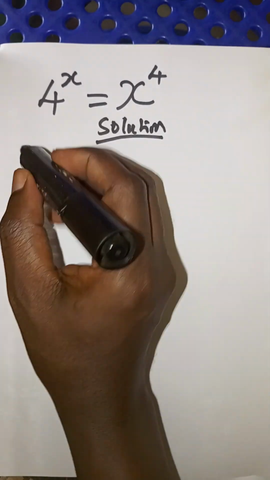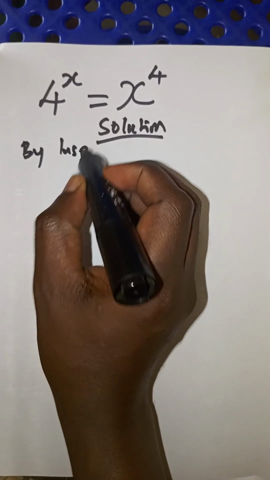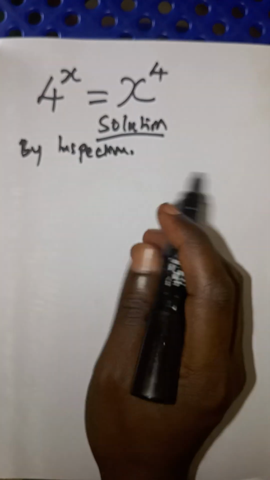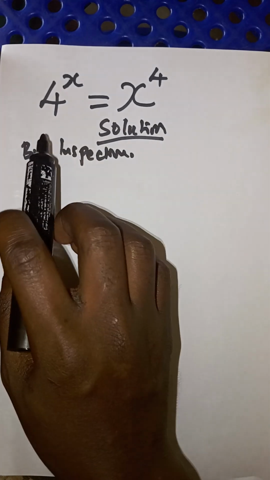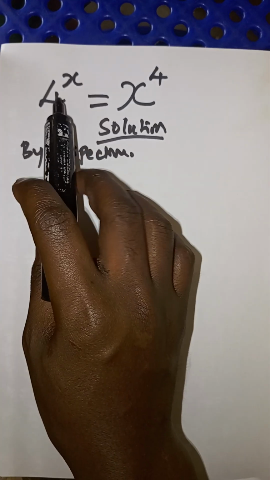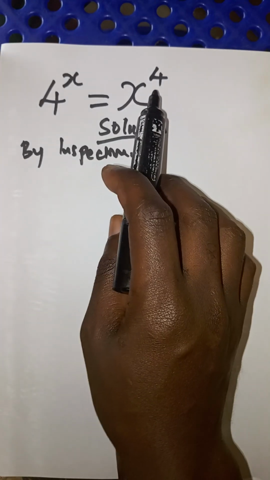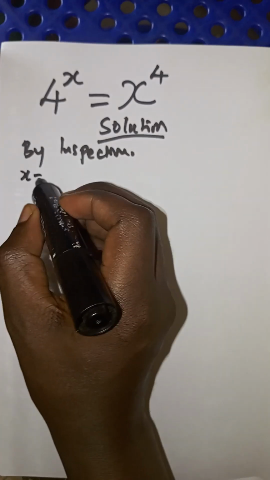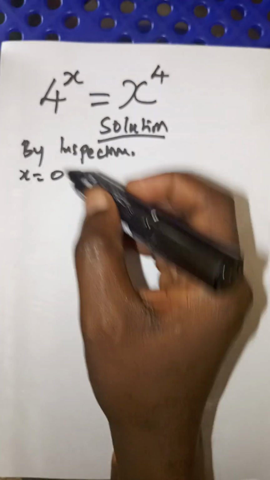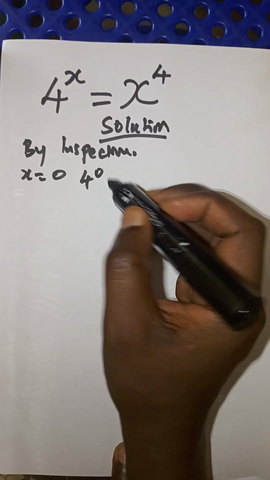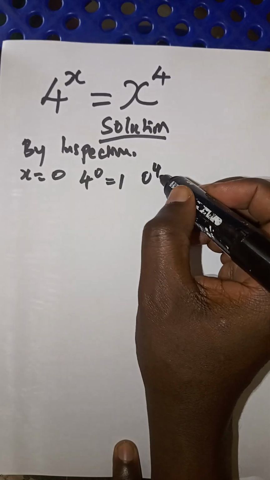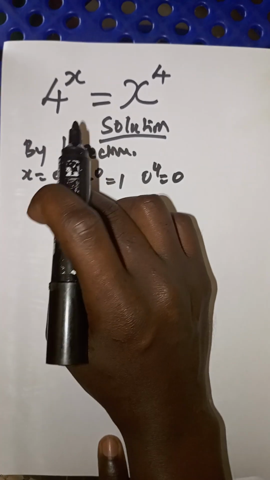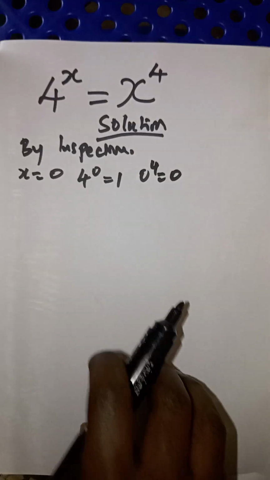I'll start by inspection. I'm going to try testing the values of x, which when I substitute here, it's going to give me the output. So let us start when x is equal to 0. I know that 4 raised to power 0 is equal to 1. And on the other side, 0 raised to power 4, of course, that is 0. So 0 cannot satisfy this particular equation.